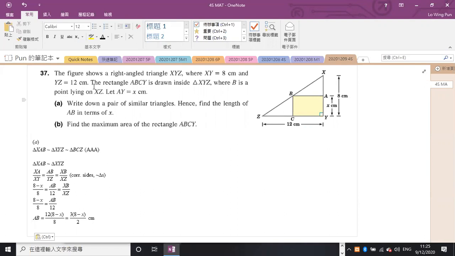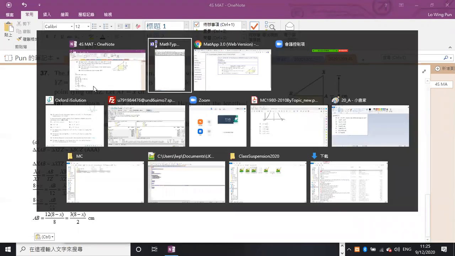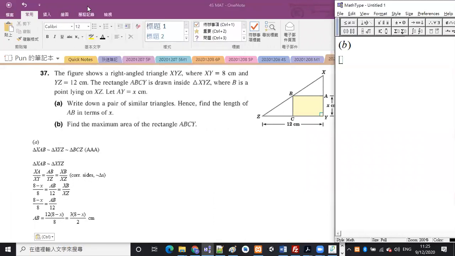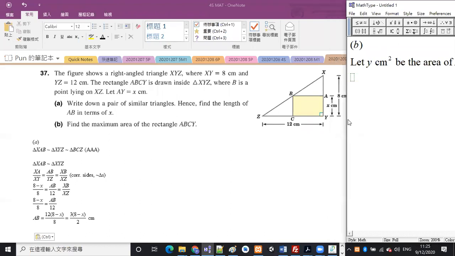ABCY. We are going to find the maximum value of this area. Okay, so in Part B, for the first step, I'm going to just let y cm square be the area of ABCY. Okay, 咁樣得唔得？好啦，咁跟住我就會將 y in terms of x.